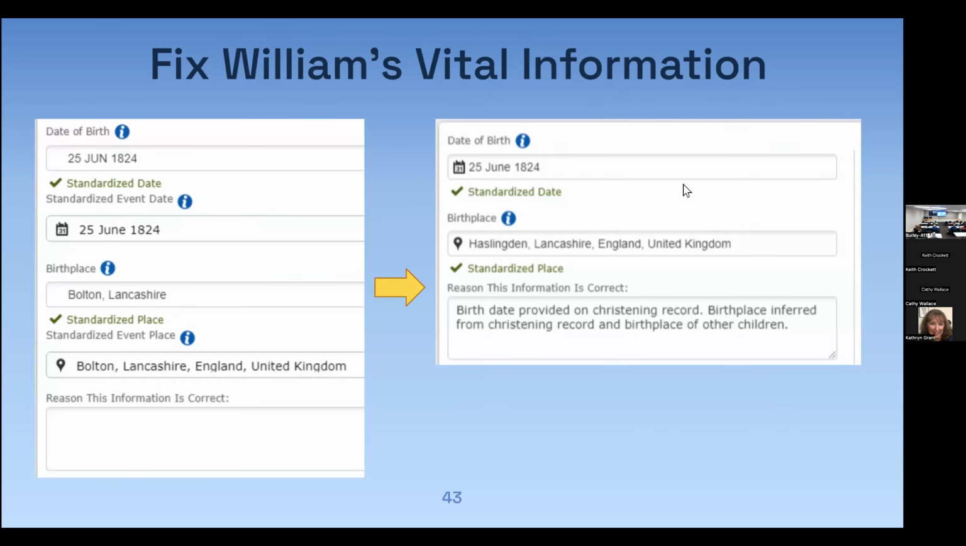So this is, oh, and I forgot, we actually know the correct birthplace from, no, I take that back. For William, I never found him in the census with a parish for the birthplace.